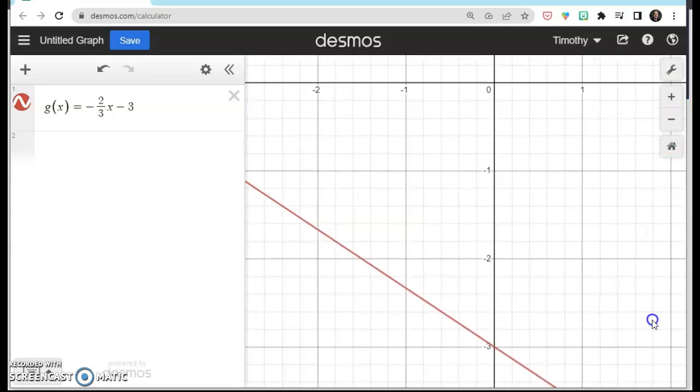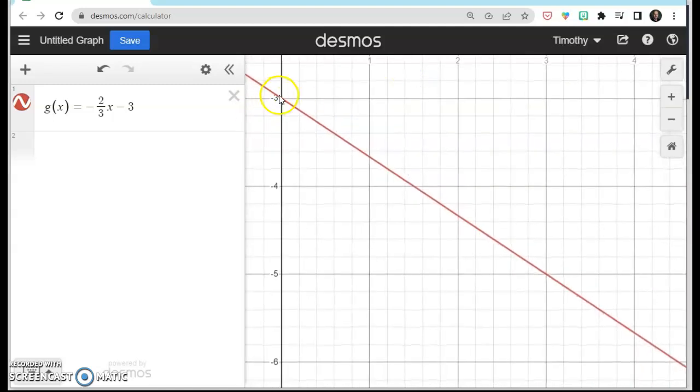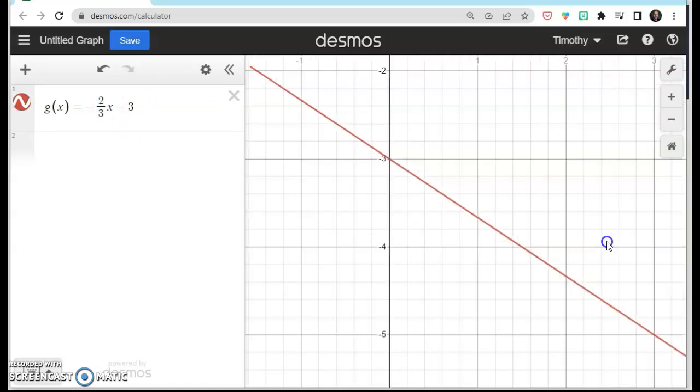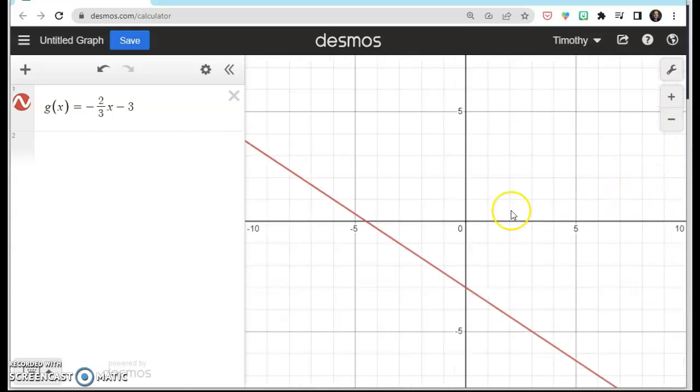Notice it's crossing at negative 3 on the y-axis. And we go down 2, right 3, slope negative 2/3. That's how we get to the next point on the graph. But here's how it looks graphed using Desmos.